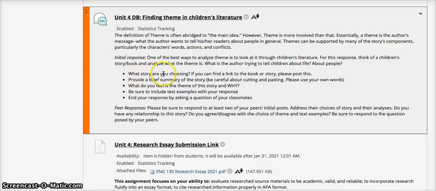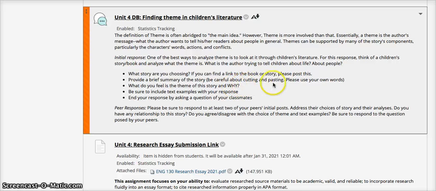And in your response, you should talk about the following points. What story are you choosing? If you can find a link to the book or the story, please post this. It could even be a video if that's better for you. Provide a brief summary of the story. Always provide a brief summary of the story. Don't always assume that we all know, because it would be great to get that summary, because maybe it'll interest someone else to want to read that to their child, or vice versa.